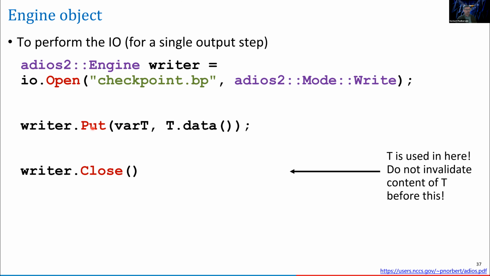If you have multiple variables, you have multiple put lines here. For attributes, you don't need to do anything because they will be automatically added to the output.